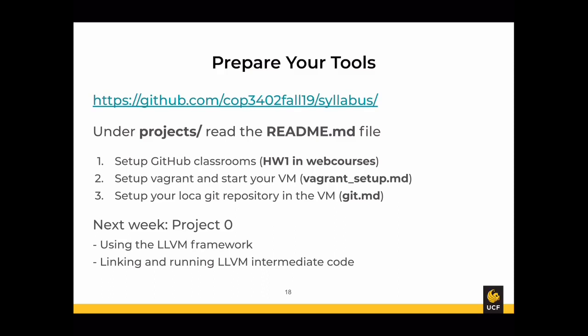So today, the Graduate Teaching Assistant will give you a tutorial on Git and starting to use your GitHub Classrooms repository. But if you look at the syllabus website, under the projects directory, there's a bunch of information and tutorials about setting up these tools. So make sure you set up GitHub Classrooms, that's homework 1 in web courses. Set up Vagrant, which is the virtual machine manager, and actually kick off your virtual machine and start using it. There's a file called Vagrant Setup in the projects directory.